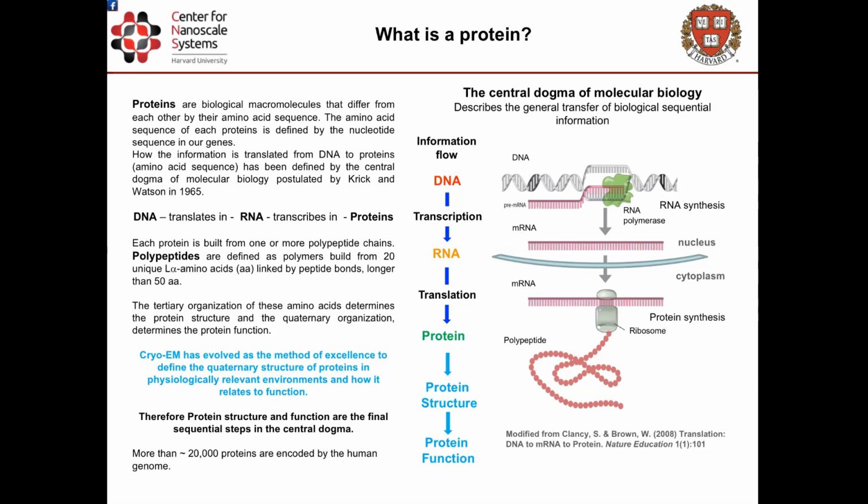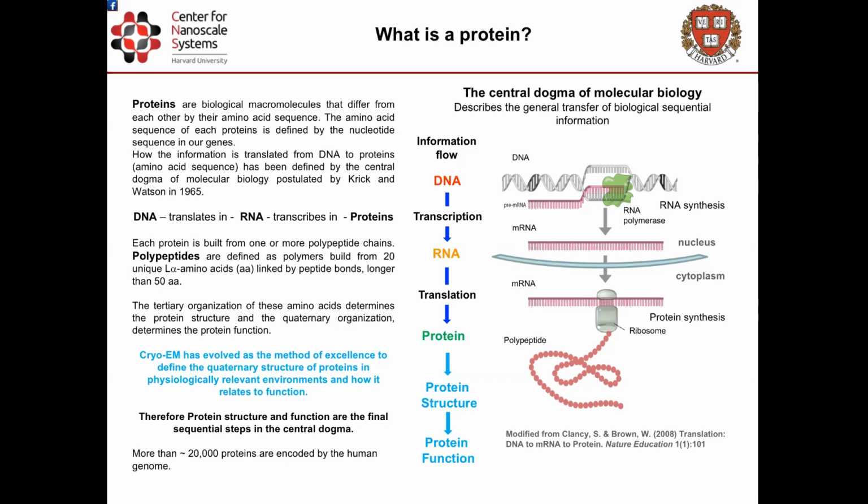There are 20 unique amino acids which make up a protein, and from this point of view, a protein can also be defined as a polypeptide chain. Polypeptide chains officially are considered when there are more than 50 amino acids, but this is not sufficient. A polypeptide chain is not sufficient to make a protein. These polypeptide chains have to have a specific structural organization. The tertiary organization of these chains defines the protein structure, and the quaternary defines its function.